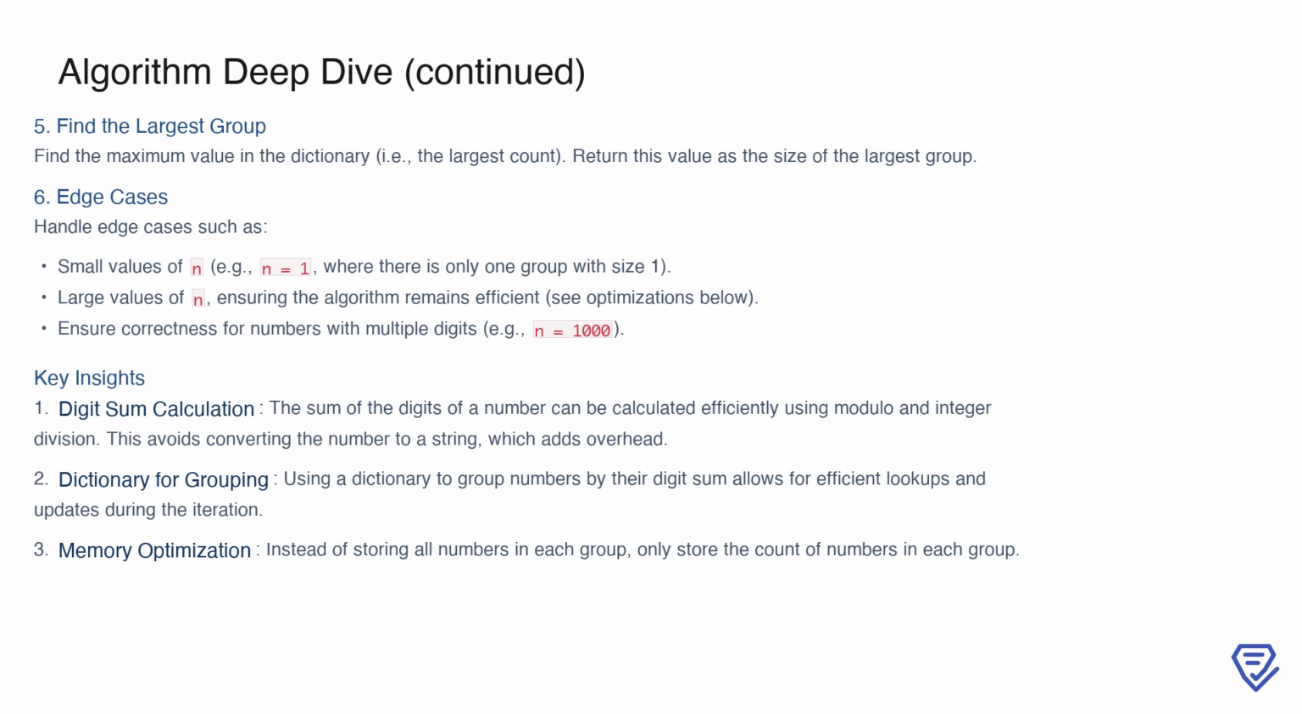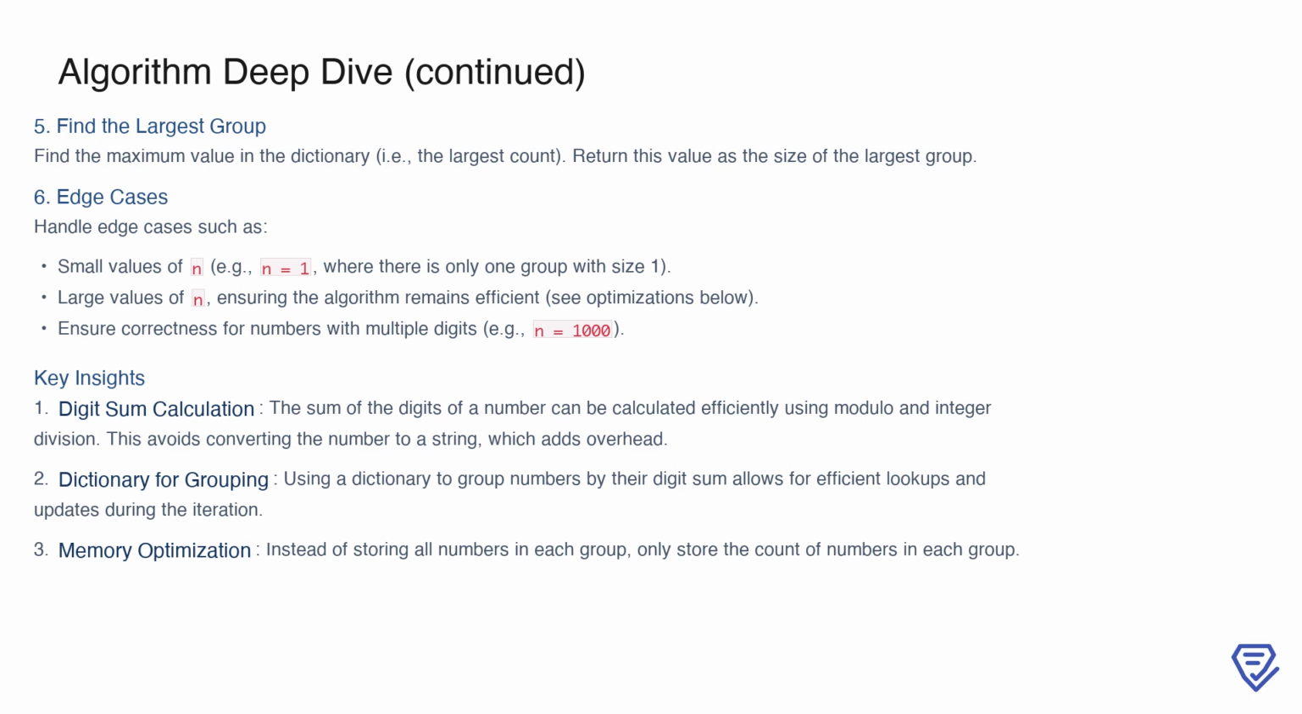To do this, we find the maximum value among the dictionary's values, as this represents the size of the largest group. For example, in the case of n equals 13, all digit sums occur twice, so the largest group size is 2.